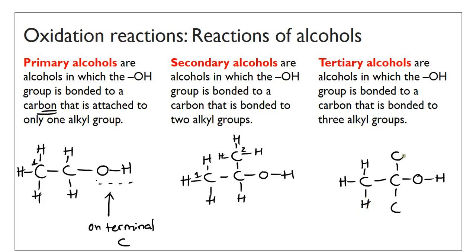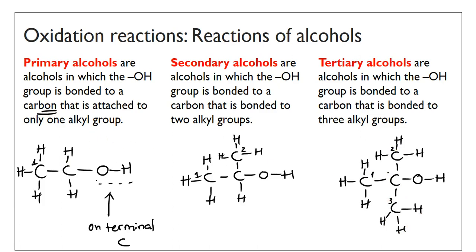So primary is 1, secondary is 2, tertiary is 3. You can't really have a quaternary alcohol because one of the links has to be on the hydroxyl already. So this is the maximum number of carbons that this C can form. So 1, 2, 3, tertiary alcohol. Primary alcohol, secondary, and tertiary.